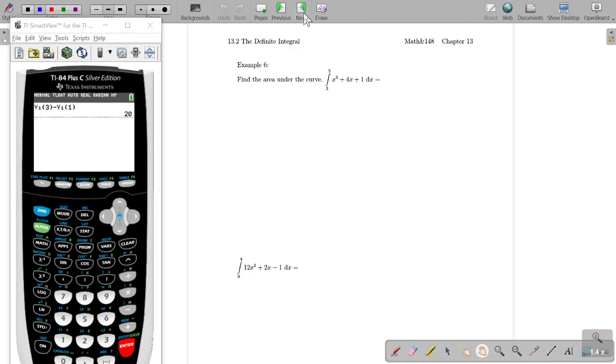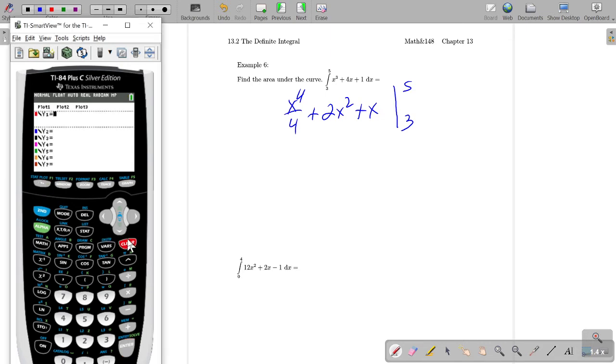Find the area under the curve, the integral from 3 to 5 of x cubed plus 4x plus 1 dx. So this is going to be x to the 4th over 4 plus 2x squared plus x. And we don't need to add c here, because if we add c when we evaluate it from 3 to 5, we're going to end up canceling those c's out. So let's go to the calculator one more time.